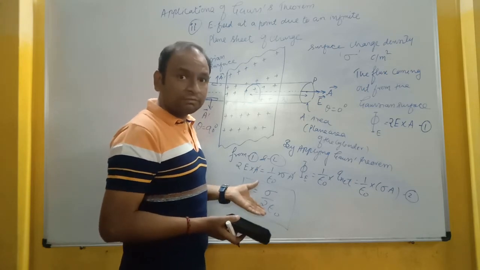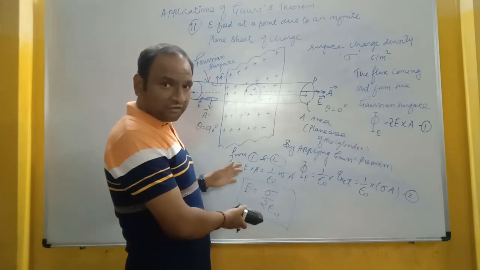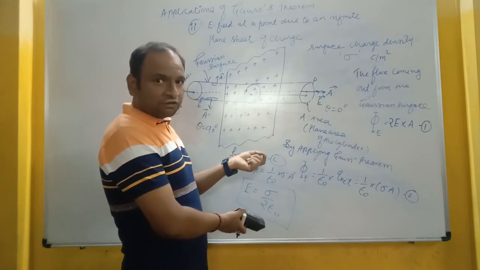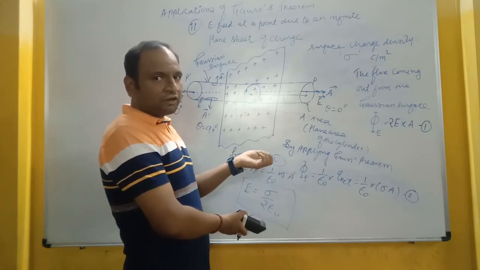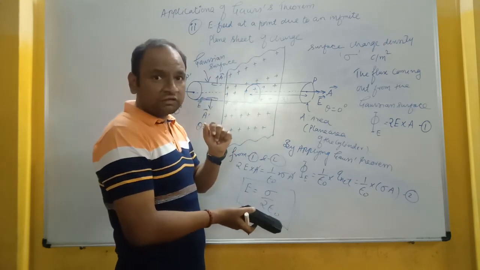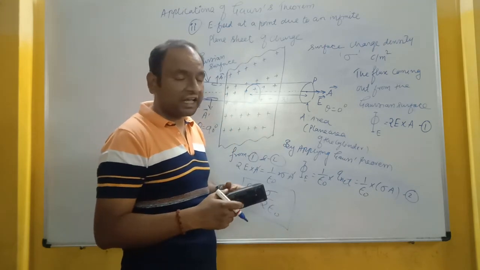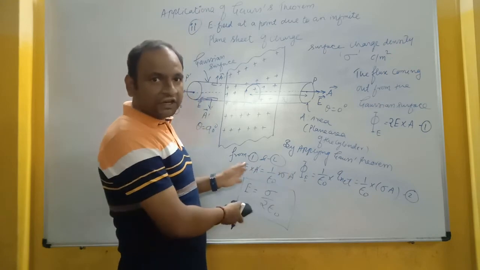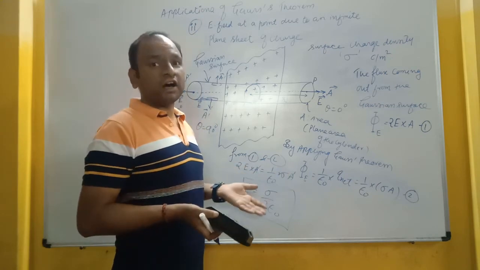This is the first case that we are seeing. For a point charge, we observe that the electric field varies like 1 by r square. In the first application of this, we saw that the electric field varies like 1 by r. But here, the electric field is independent of r. Okay, how is that possible?